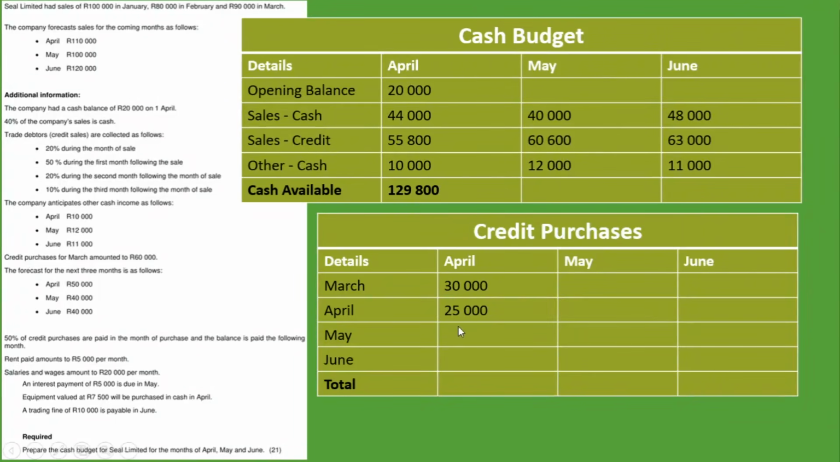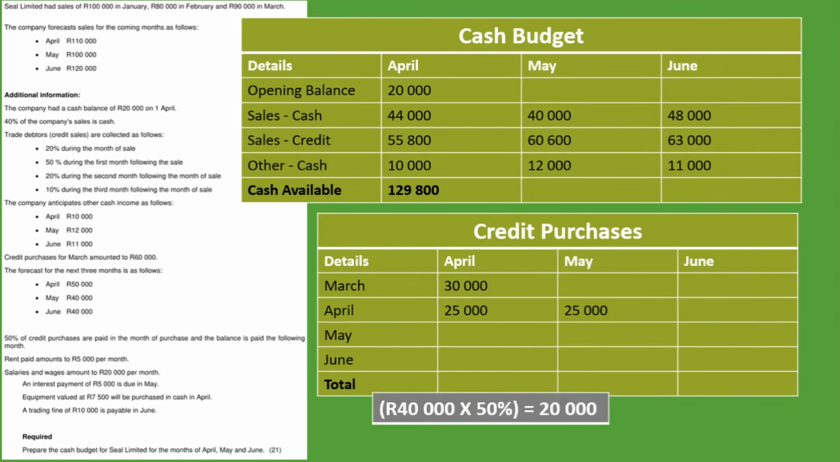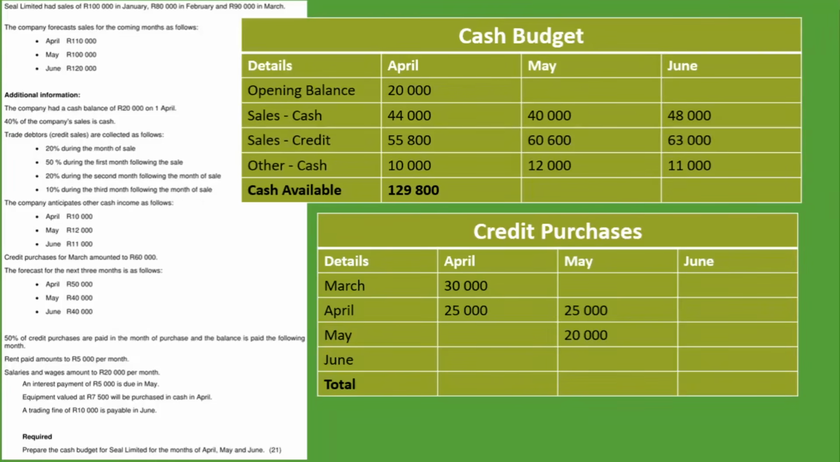And in May, we know that we have finished paying for March, because we paid 50% in March and 50% in April. And for April, we've paid 50% in April, and the remaining 50% will be paid in the following month, which is May. So what is the amount for April? It's 50,000 Rand. So with 50,000 Rand times 50%, we get 25,000 Rand, and that's how much will be paid in May. And how much of May's figure will be paid in May? We know that it's 50%, so we take May's amount, 40,000 Rand, and we multiply that by 50%. It gives us 20,000 Rand, and we put down 20,000 Rand.